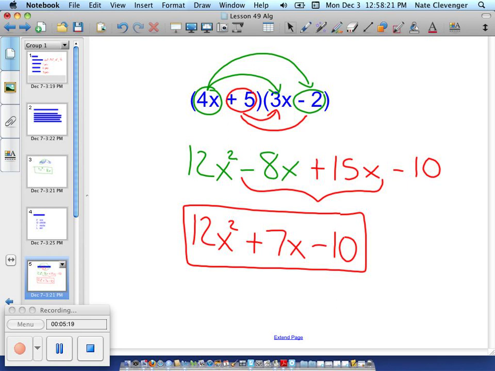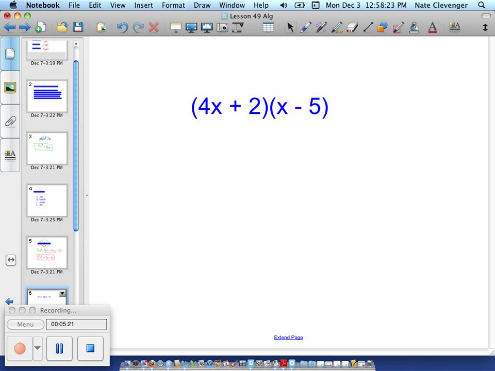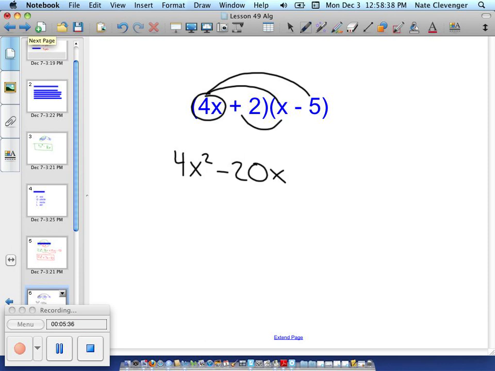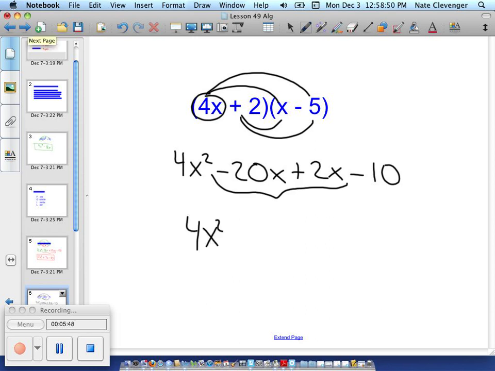So let's see if we can do this a little quicker. We're doing firsts. So that's 4x squared. Outsides, it's minus 5, so that's a negative 20x. Then we're going insides. 2 times x is a positive 2x. And then last, positive 2, negative 5 is negative 10. Then these two middle ones end up being like terms. 4x squared minus 18x minus 10. That's your answer.